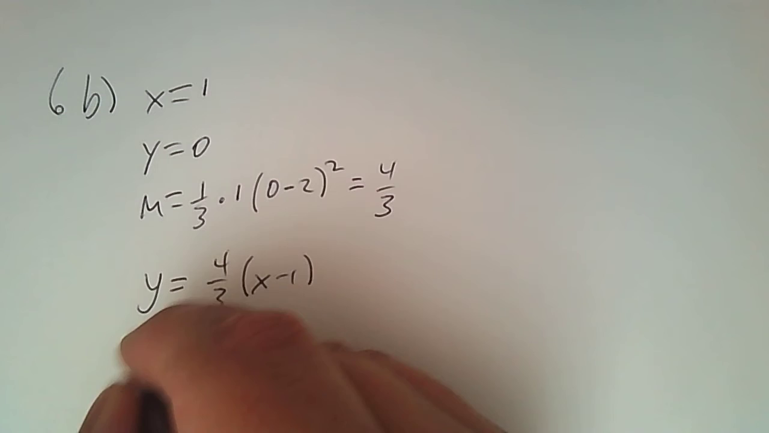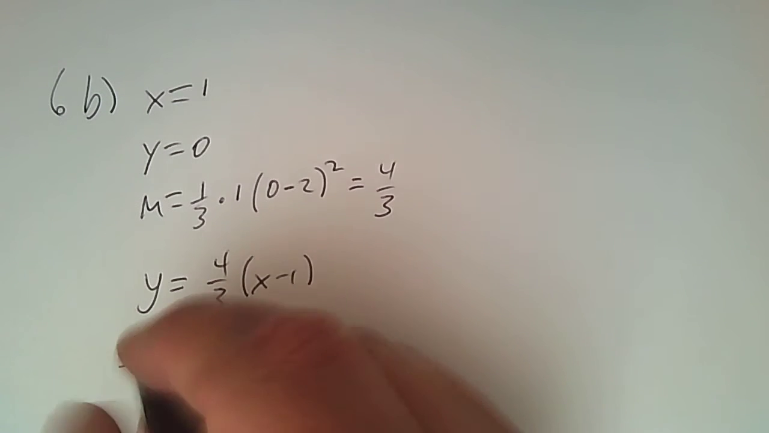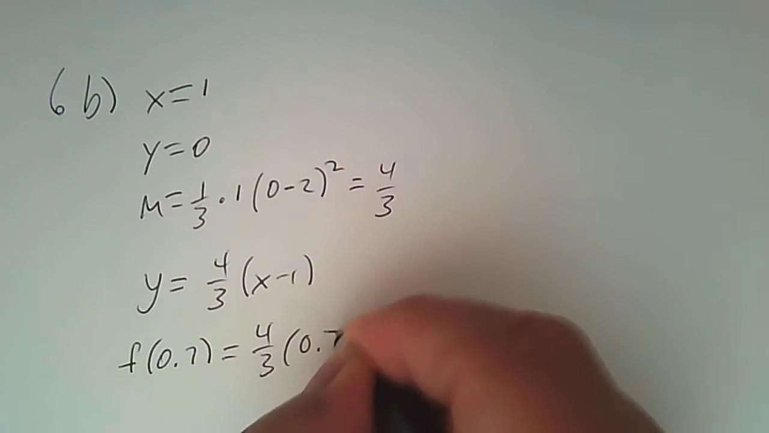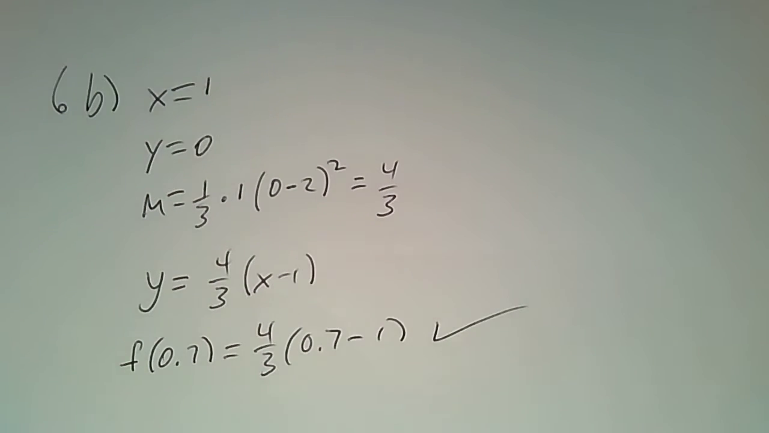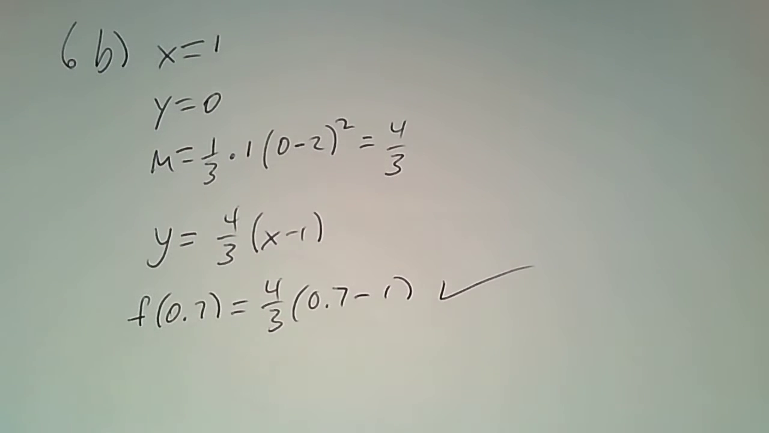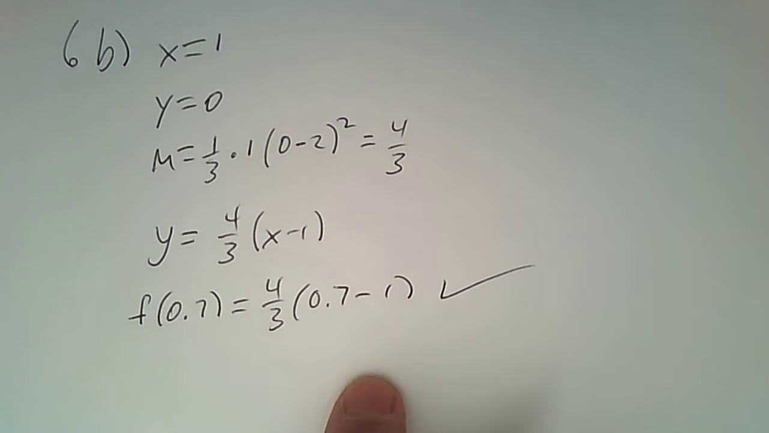Then it says take that one and estimate what it is for 0.7. Again, we don't need to simplify this. Plug in 0.7 and it's done. Can you do the equation of a tangent line and then plug in 0.7 and get your answer? Again, there's no need to simplify it from there.